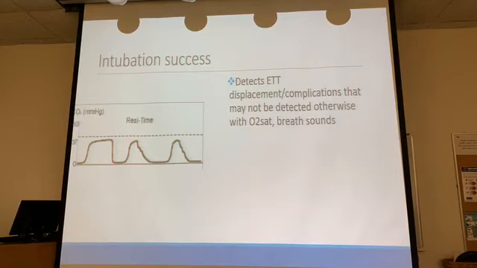It might be sitting right above the vocal cords. It may be completely out. It's in a place where it's still getting some of the exhalation. It's still detecting some of the CO2, but you can see it's not getting that nice rectangular waveform like you should be seeing on a normal exhalation and a normal airway placement.